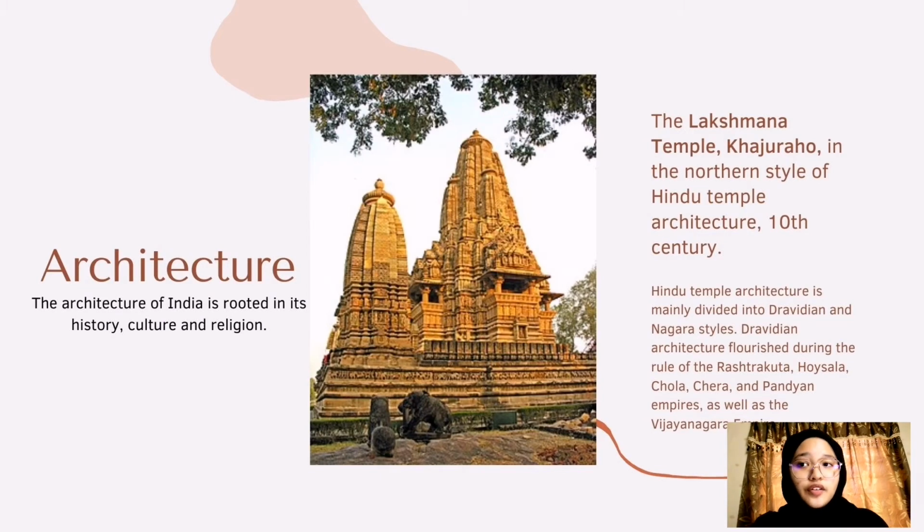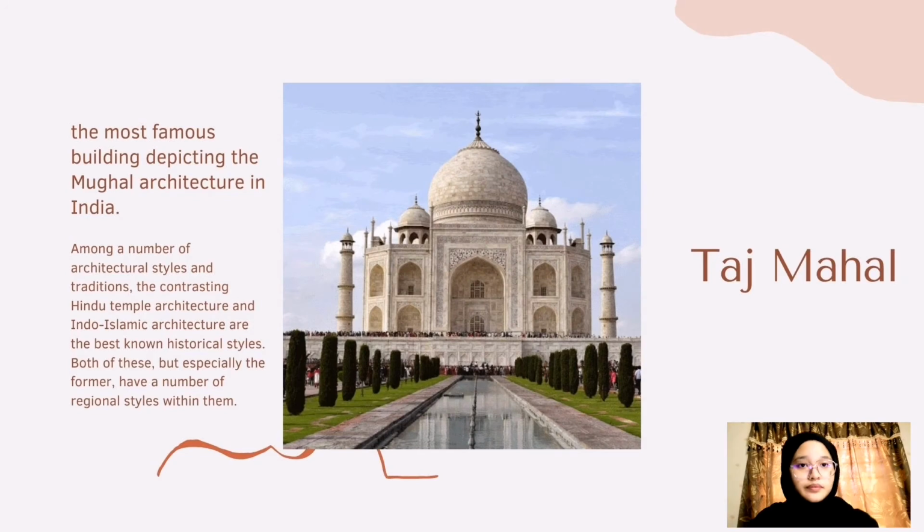The architecture of India is rooted in its history, culture, and religion. This is one of the popular architectures of Indian art, called the Lakshmana Temple, Khajuraho. Hindu temple architecture is mainly divided into Dravidian and Nagara styles. Nagara style has more curvy architecture than Dravidian. Dravidian architecture flourished during the rule of the Rashtrakuta, Hoysala, Chola, Chera, and Pandyan Empires, as well as the Vijayanagara Empire.